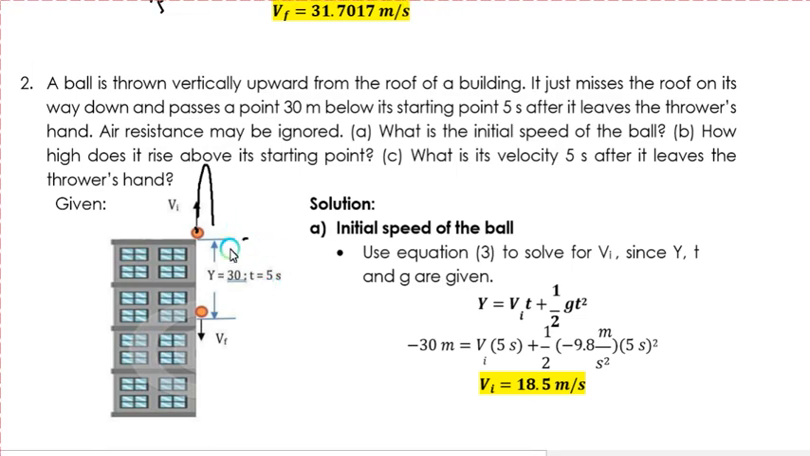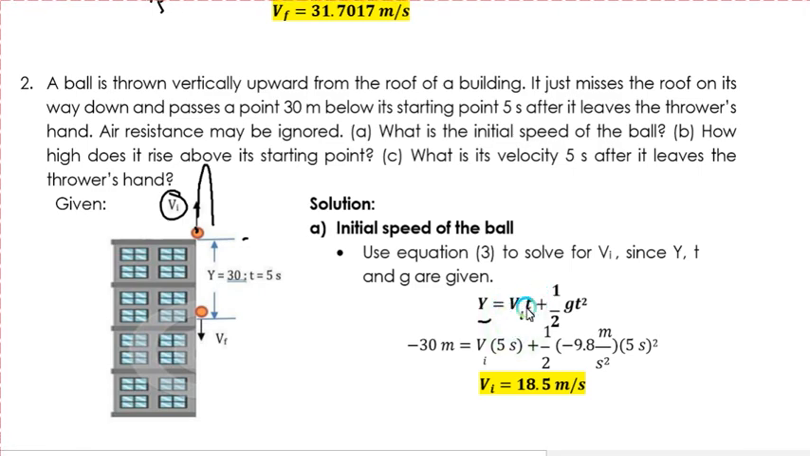So, how do we solve this? What we are looking for is the initial speed of the ball. So what is given to us is the distance, from here. Then we have the given time, which is 5 seconds. And the acceleration due to gravity is always present. So, y. If we look, we are given the value of y. So we have y, and Vi is the one we are looking for.